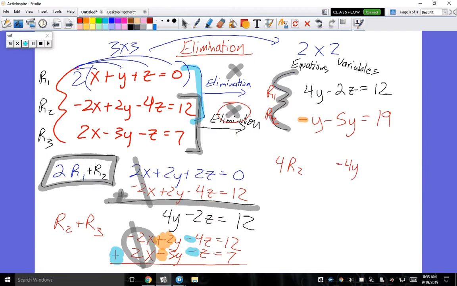Keep going, guys. Minus 20z is equal to? Or, my bad, z. I see what you're saying. Thank you for that. And I will fix the other one. Is going to equal what? What's 19 times 4? 76. So we multiplied row 2 by 4 and got negative 4y minus 20z is equal to 76.